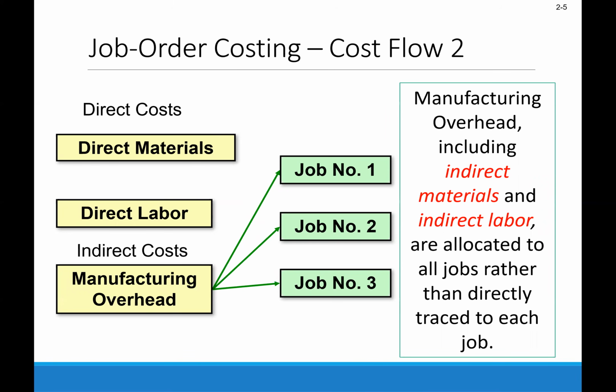But here's the key. When we're dealing with manufacturing overhead, it's a huge lump of a lot of indirect materials and indirect labor. They can't be linked necessarily to a specific job because they're the overhead: the factory insurance, the supervisor's salary, the cafeteria. Because there's a big lump of all this, these indirect costs are allocated to all the jobs rather than directly to each specific job.